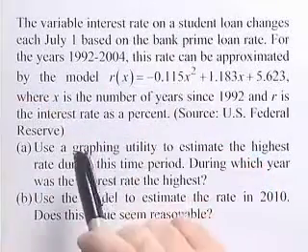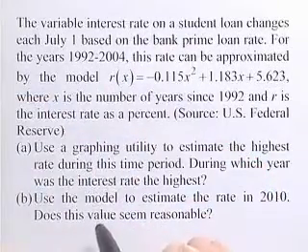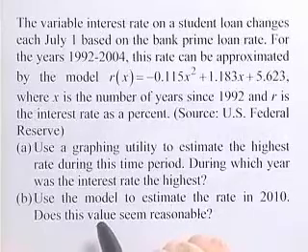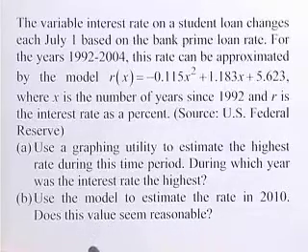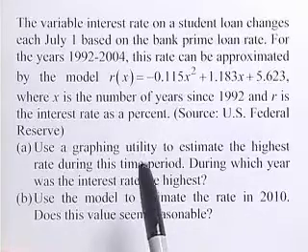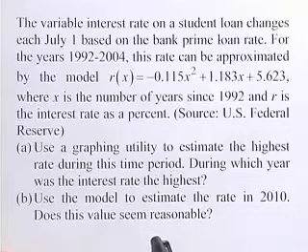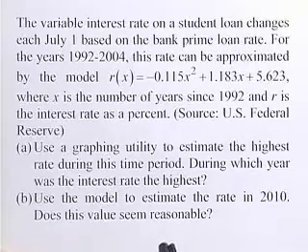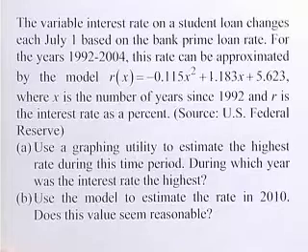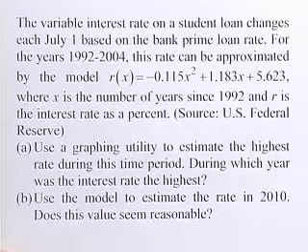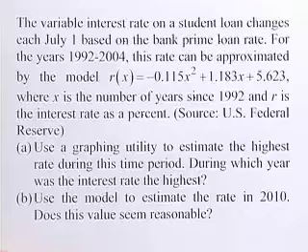Here we're going to look at a word problem that involves interest rates. We're going to use our graphing calculator to solve this problem. The variable interest rate on a student loan changes each July 1st based on the bank prime loan rate. For the years 1992 to 2004, this rate can be approximated by the model r of x equals negative 0.115x squared plus 1.183x plus 5.623.